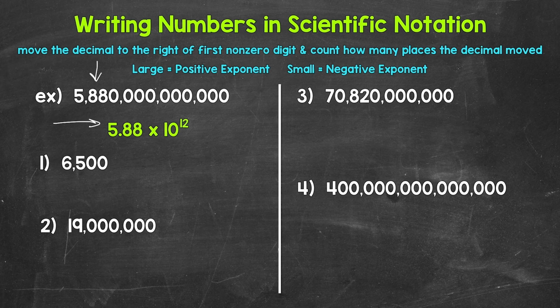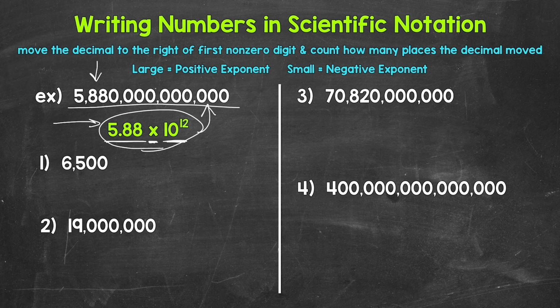Now, when it comes to scientific notation, we're going to have a number that is greater than or equal to 1, but less than 10. And we're going to multiply that by a power of 10. Now, keep in mind, these are equal. 5.88 times 10 to the power of 12. So the scientific notation is equal to this number. So how do we go from this to this? Well, let's jump into our examples, starting with number 1, where we have 6,500. We're going to start smaller than the example above and work our way up.